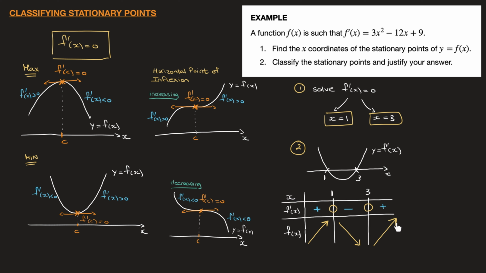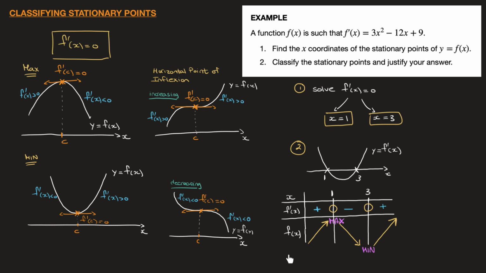And these arrows show us that the stationary point when x equals 1 must be a maximum point. And in fact, I could write that here. This must be a maximum point. And the stationary point when x equals 3, well, that must be a minimum point. And so I'll write a minimum right here.